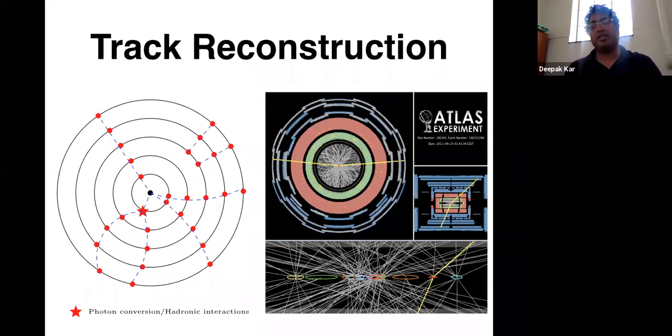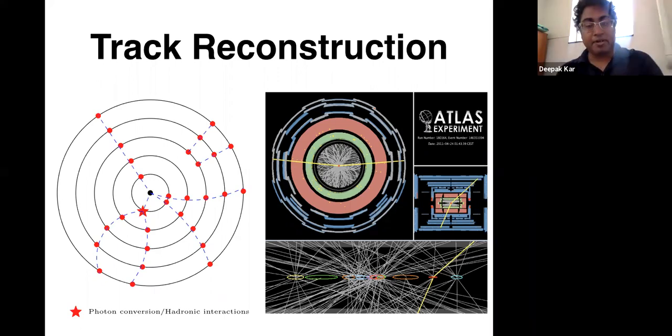So track reconstruction: what are the tracks? When you have charged particles coming out of a collision, they pass through different layers of the detector. In this very simple schematic diagram, you can see these red dots, which are track hits. Your charged particle passes different layers and makes a signal at each layer, and those are the red points.